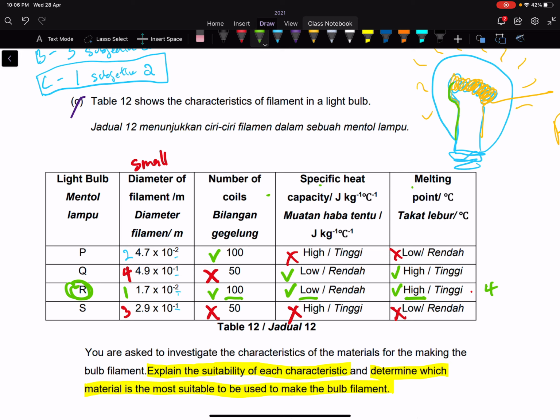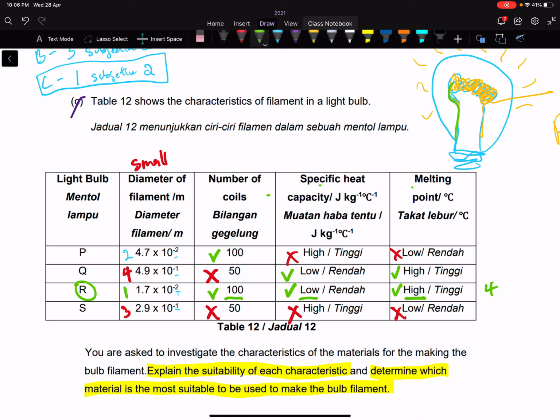You have to see all four of these factors and pick the best one. Usually for SPM it's very straightforward. They won't play tricks with you, like having all of these only satisfy three out of the four conditions. Usually it'll be very easy, very straightforward, where you obviously have one that is the clear choice because all of it is what you want.